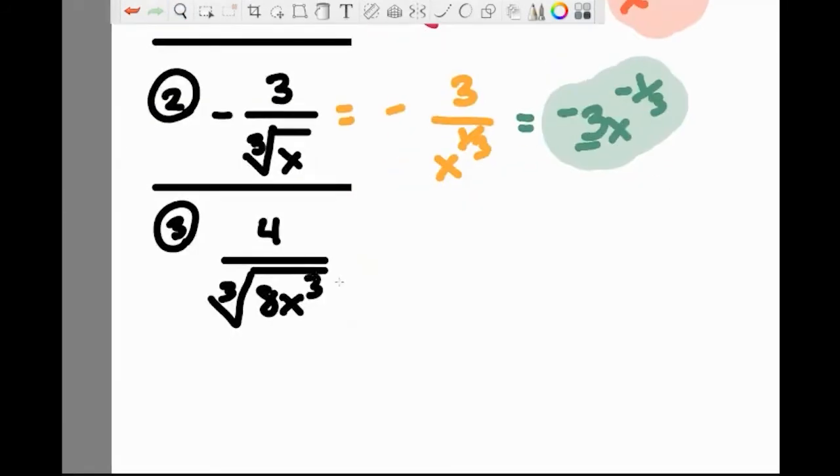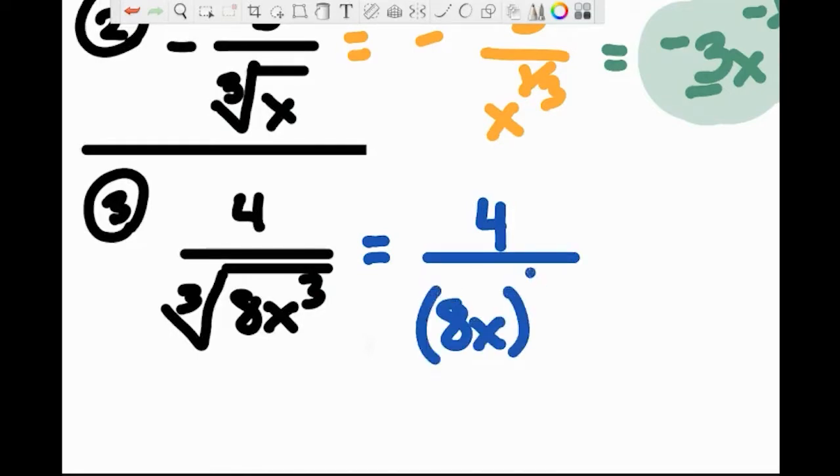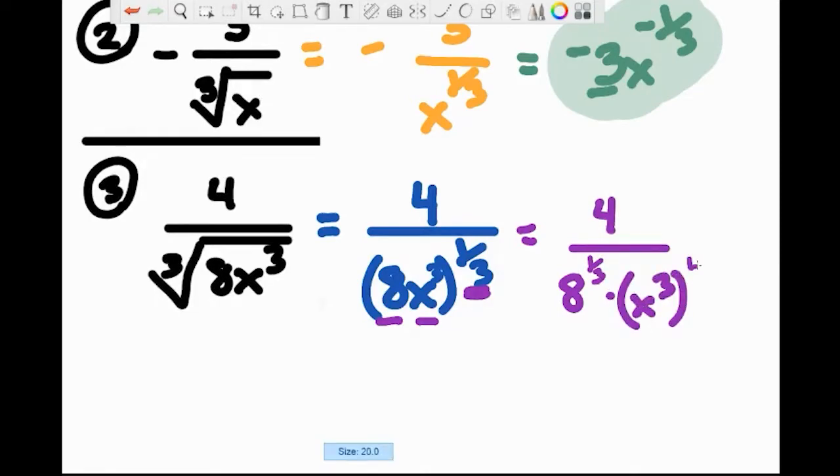All right, last one is the hardest one. It's not too bad. First thing I'm going to do is turn that cube root into a 1/3 power. Make sure you have the 8x to the third in parentheses for this. So this involves a lot of the rules that we went over, so that's why it's the hardest one. We have the 8 to the 1/3 power and the x to the third to the 1/3 power. So I'm actually going to write that down: 8 to the 1/3 power times x to the third to the 1/3 power.